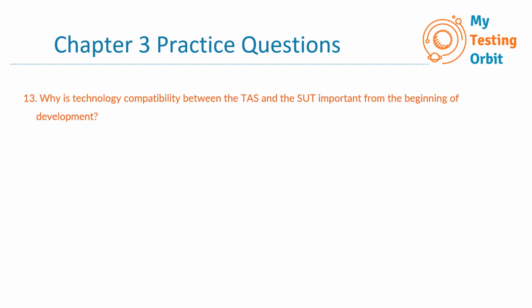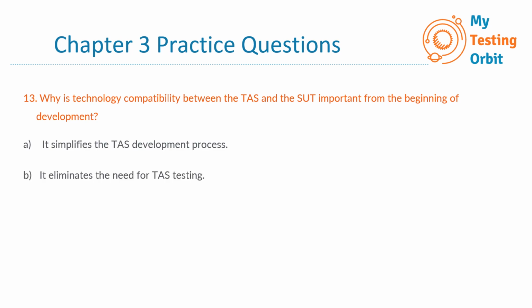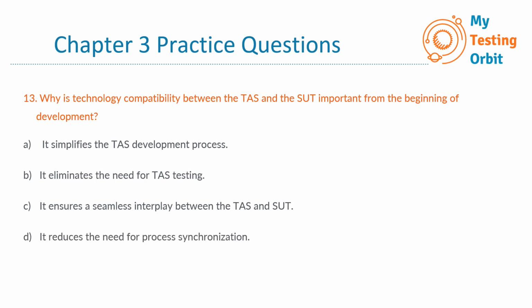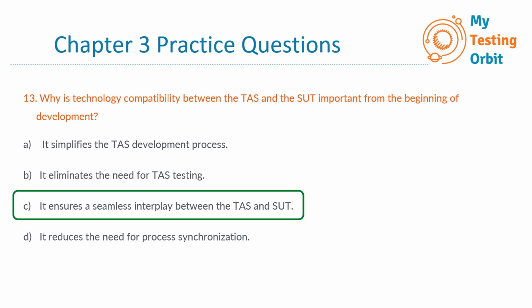Question number 13. Why is technology compatibility between the TAS and the SUT important from the beginning of development? Option A, it simplifies the TAS development process. Option B, it eliminates the need for TAS testing. Option C, it ensures a seamless interplay between the TAS and SUT. And option D, it reduces the need for process synchronization. And the correct answer is option C.